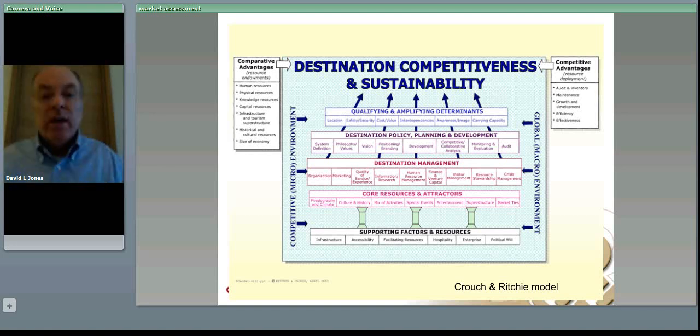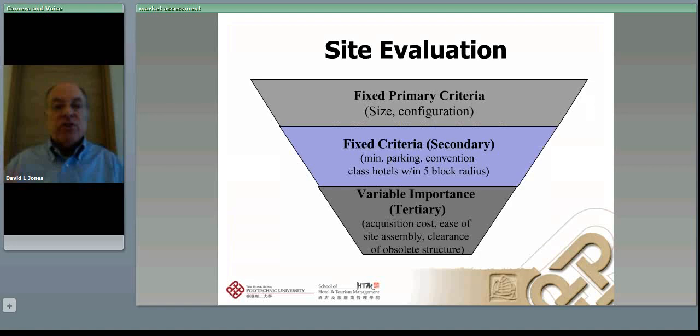This is a good kind of graph to say what takes us from the broad to the narrow, the macro to the micro, to be successful. In a site evaluation, we have some primary criteria, such as the size and configuration. We have secondary criteria, such as the amount of parking and convention class hotels within the area. And then we have the tertiary aspect, which is things like acquisition cost, ease of site clearance. You'll see all these in the case study, the New Zealand case study.